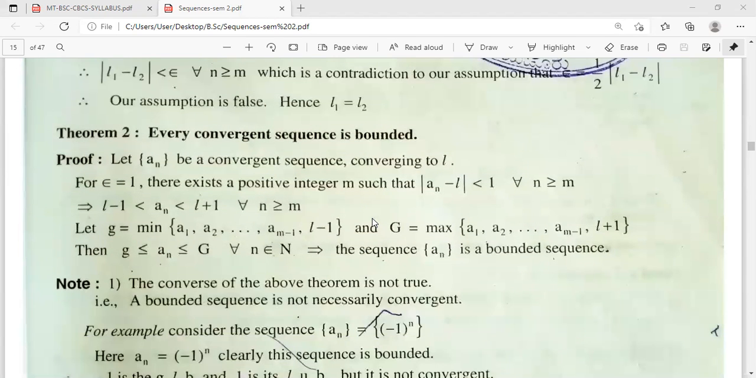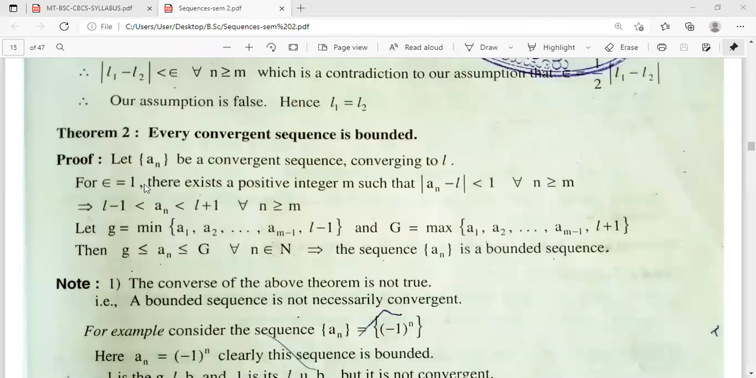Now, the next theorem: every convergent sequence is bounded. Every convergent sequence is bounded. Proof: let the sequence a_n be a convergent sequence converging to L. That is what we can say: limit of a_n as n tends to infinity equals L, because a_n is a convergent sequence, and the limit L is unique and finite.